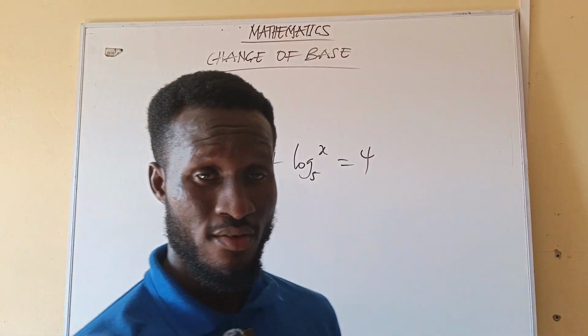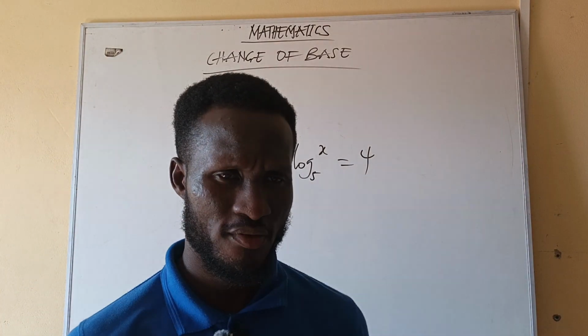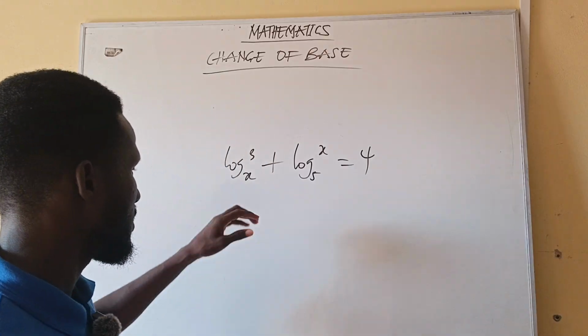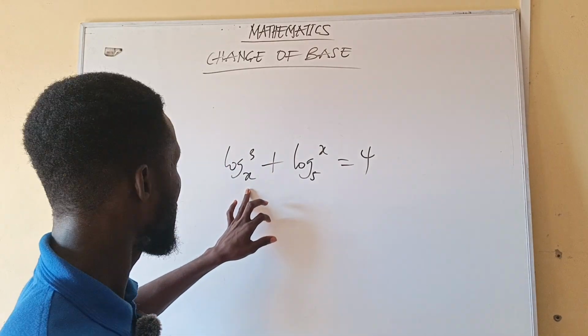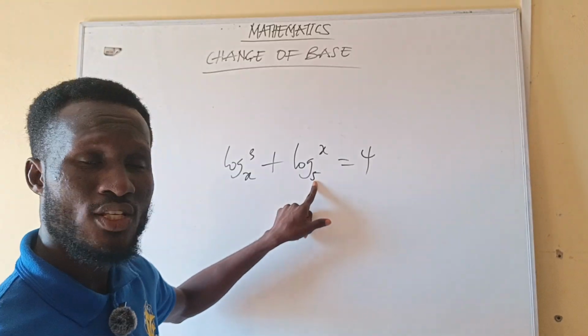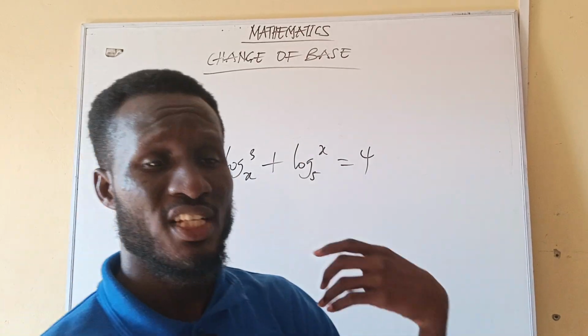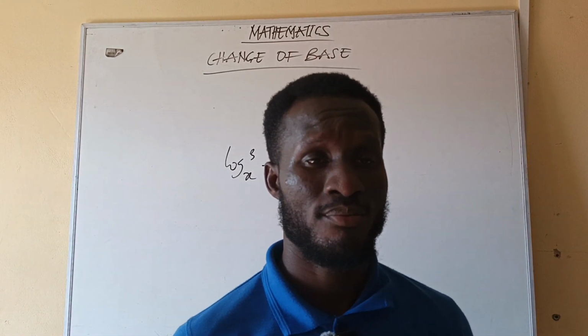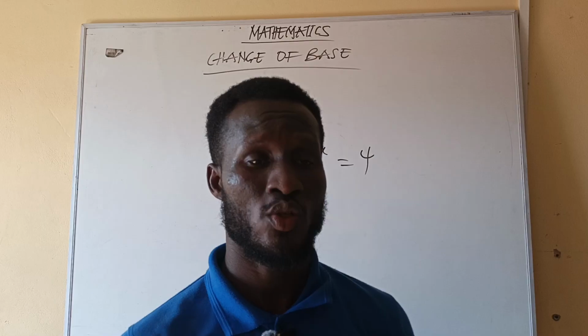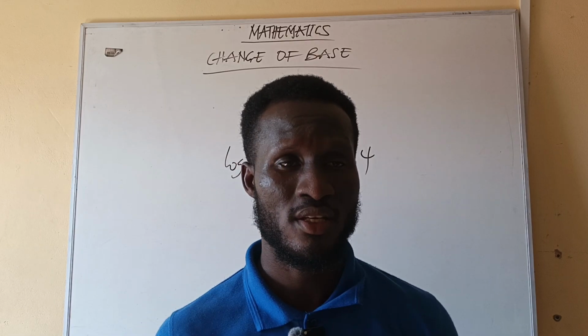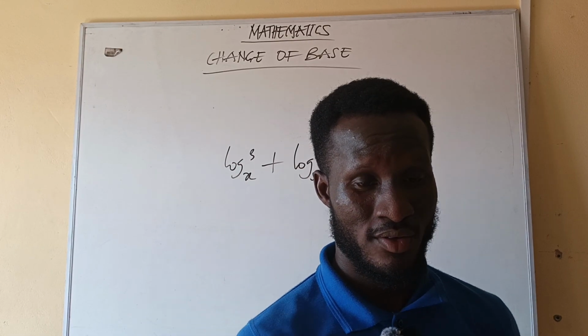When a question like this is given for you to tackle, how are you going to solve it? Look at the bases here. The base for this logarithm is base x, and this one is base 5. As mathematics students, you're supposed to be able to deal with this question. So I'm going to teach you how we can change the base. It is not magic. Follow me closely.